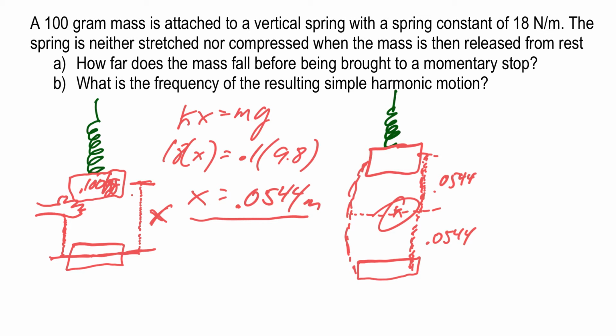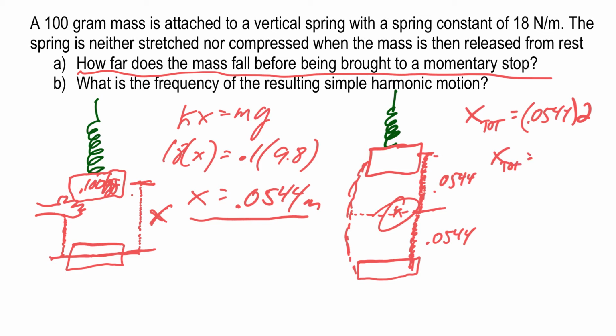So to answer this question, how far does it fall before being brought to a momentary stop? It's just going to be this initial drop to equilibrium and then the additional distance afterwards. So that distance, x total, is equal to 0.0544 times 2. We multiply by 2 and get basically 11 centimeters, or 0.109 meters.